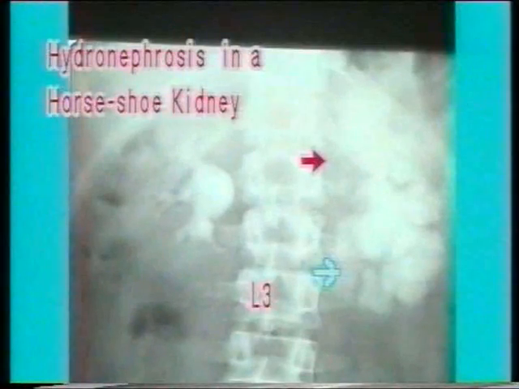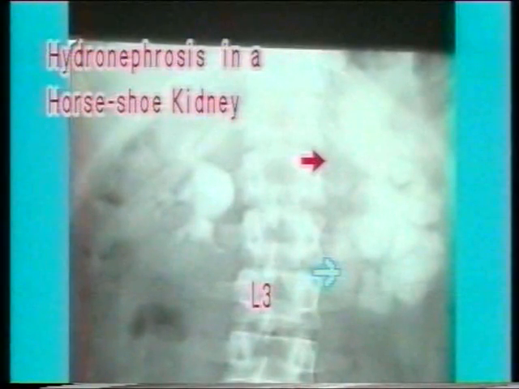Now we will see the previous X-ray of the patient with the stone again. Note the hydronephrosis on the right side, which is the cause of stone formation. This is another horseshoe kidney. Note the characteristic shape with isthmus in front of the third lumbar vertebra.